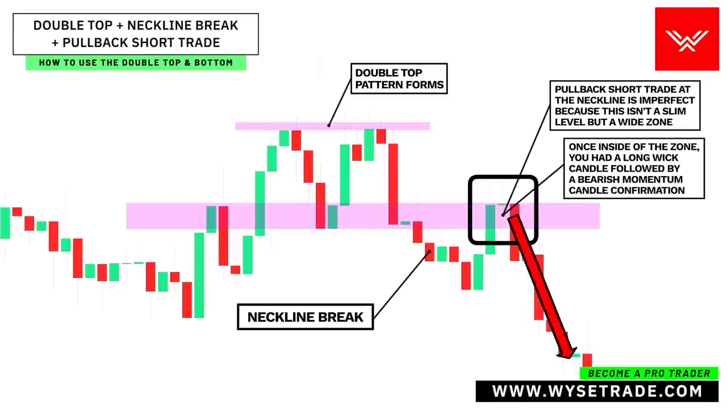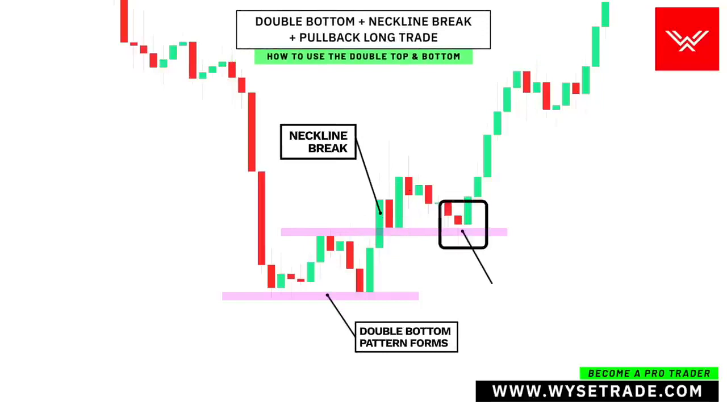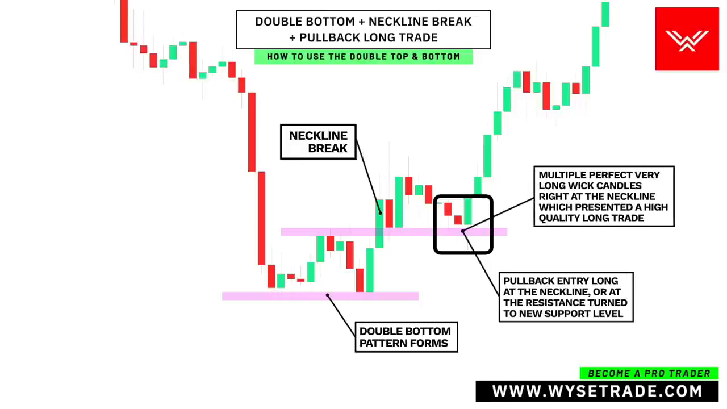So going the other way, you first have your double bottom pattern. Neckline break here. Pullback entry at the neckline here, or at the resistance turn to new support level. You had perfect multiple long wick candles right at the neckline, which presented a high quality long trade.